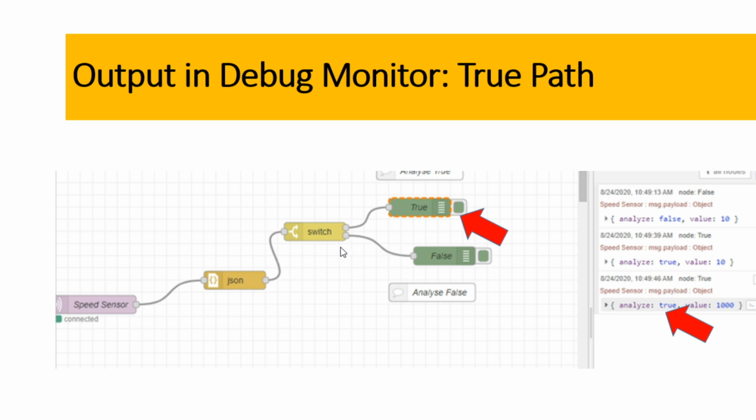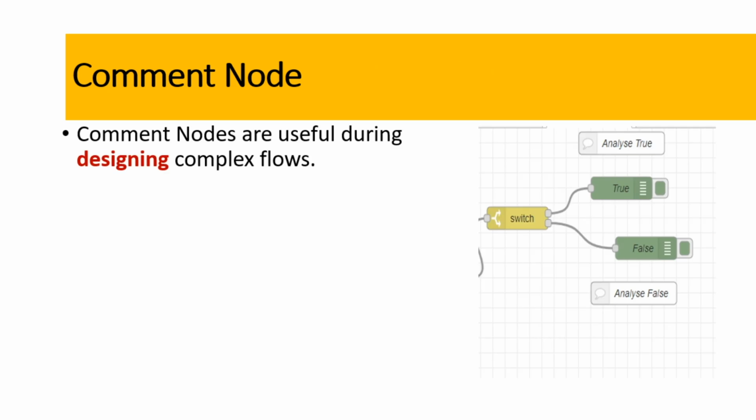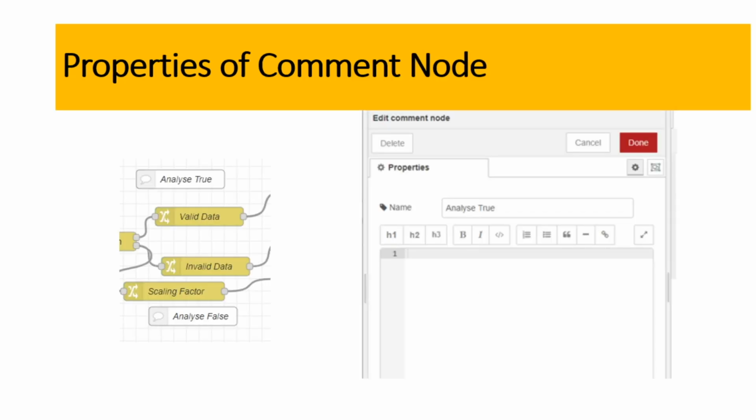Here we created two threads. One thread is for checking the true condition. Another thread is for checking the false condition. So this is the debug monitor with the true path. If you want to have a comment node, you can have a comment node for your flow. The properties of the comment node is you can set a name to it. So analyze true will give you analyze true as your outcome in the flow.